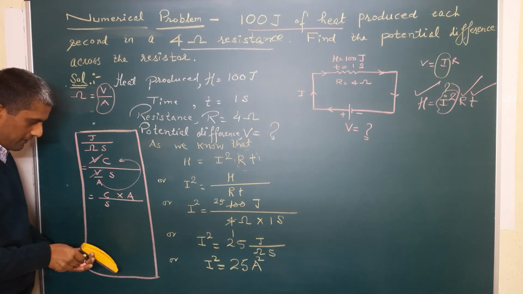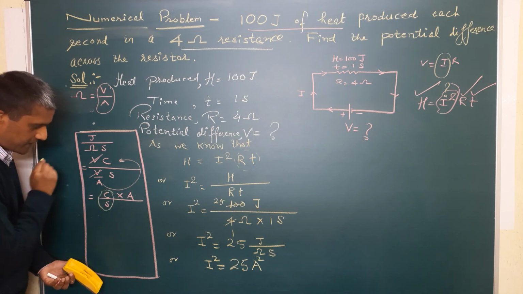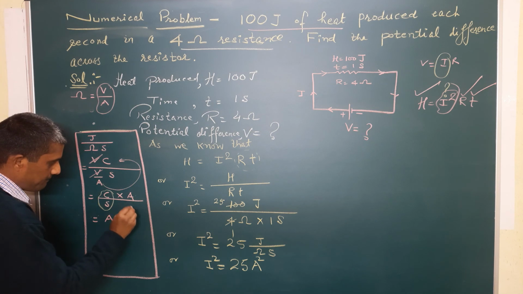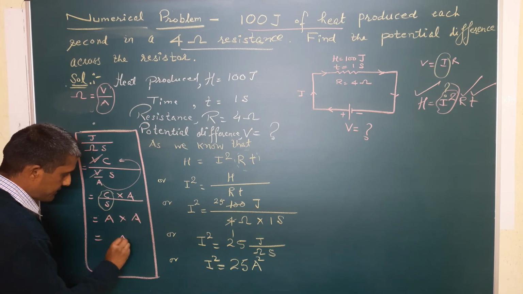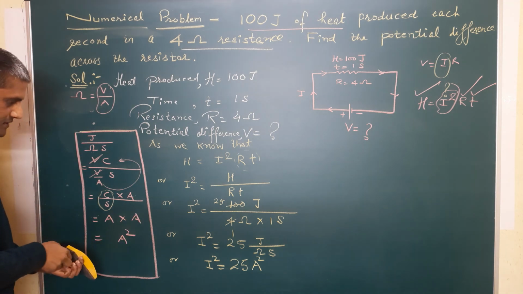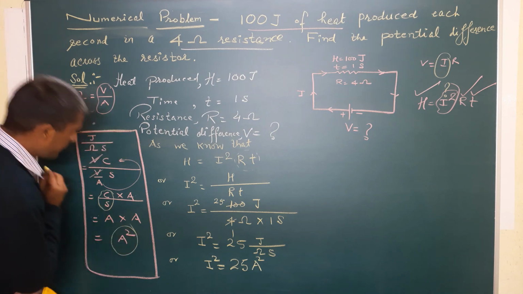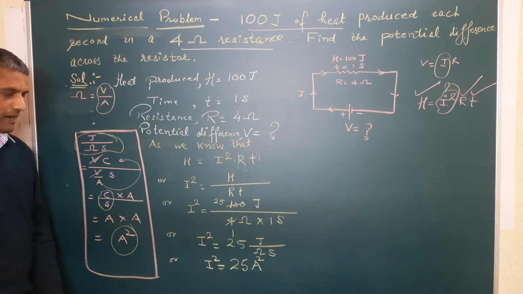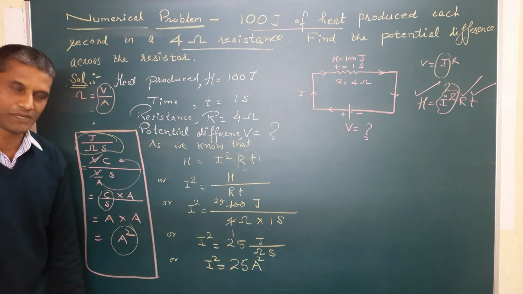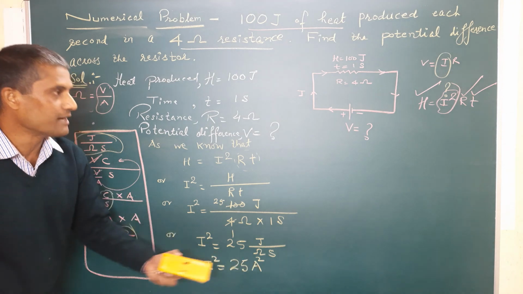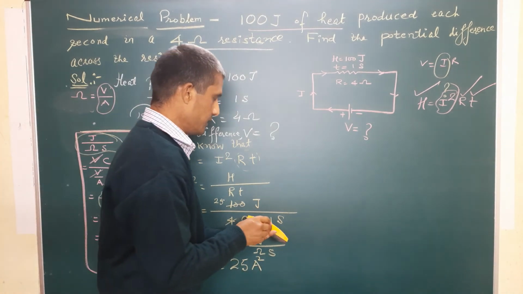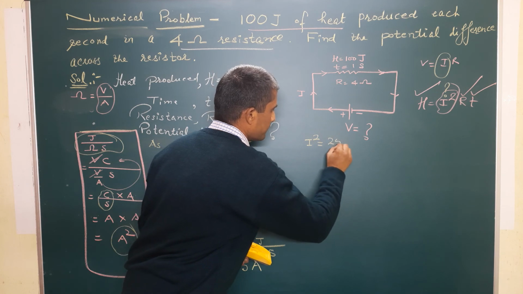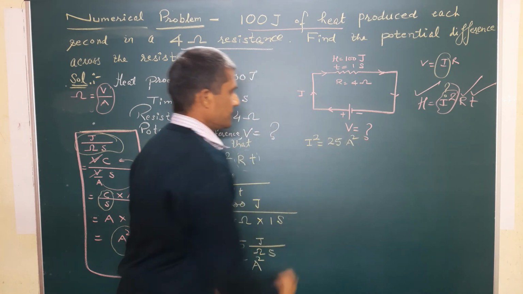And this is also well known to you, that coulomb upon second is equal to ampere. Ampere multiplied by ampere will give you ampere square. So this joule upon ohm second is equal to ampere square. That's what I have put over here. I square is equal to 25 ampere square.